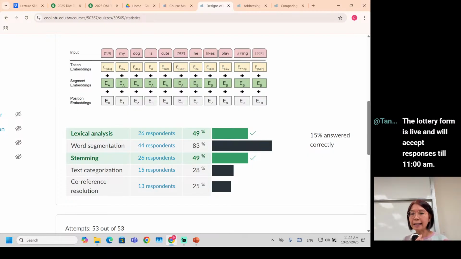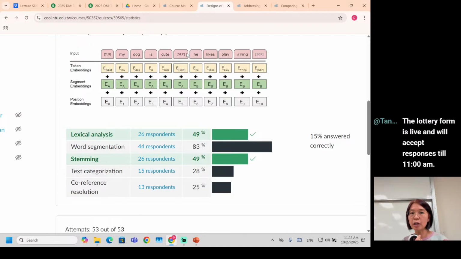Okay, first, lexicon analysis, because you need to know that, for example, like right here, play and ing, and some of the words right here, for example, they need to do certain lexicon analysis before they can do the stemming. So lexicon analysis and stemming are actually being used.